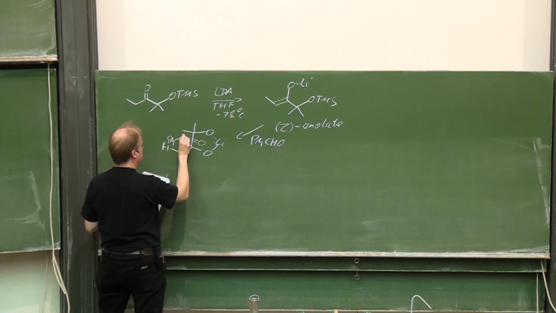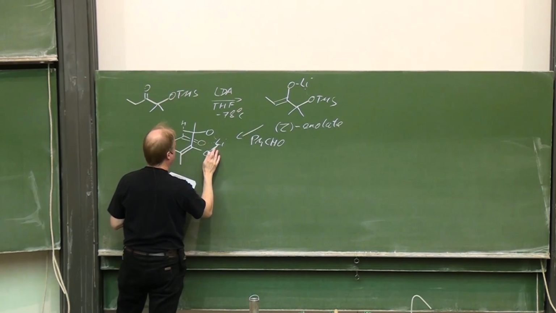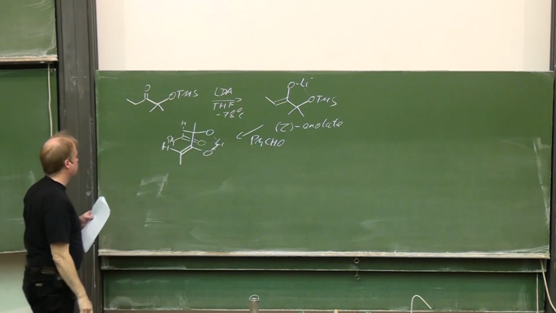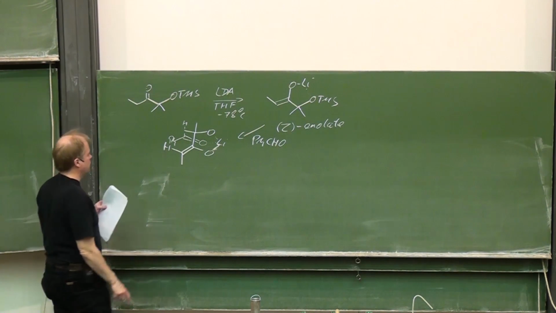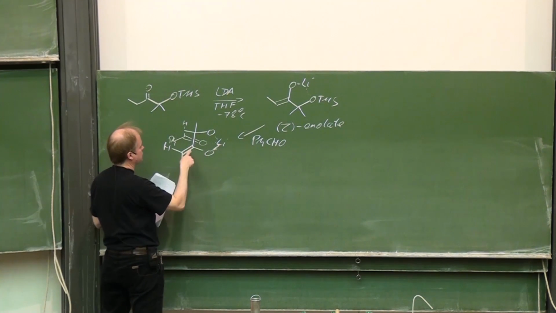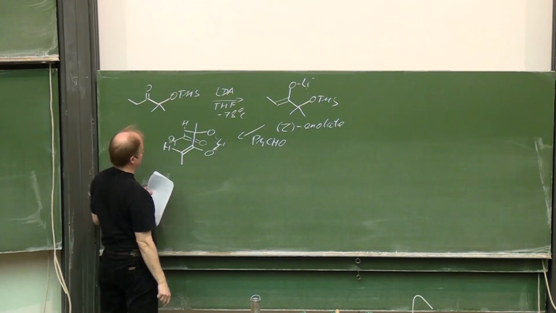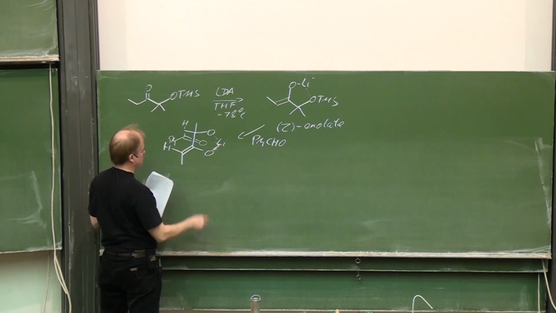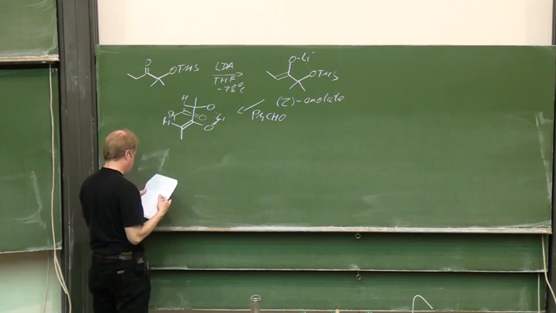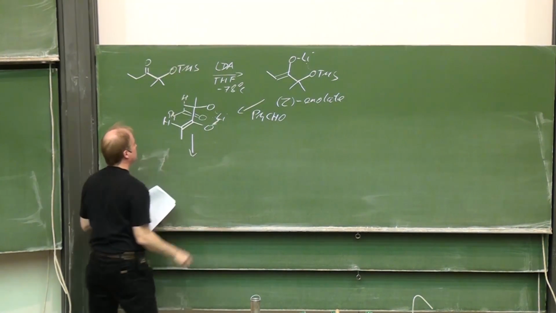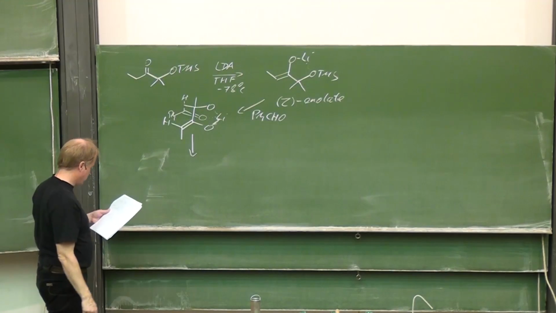So phenyl group here. Looks a bit crowded with that large group in axial position, but it's only that hydrogen in the 1,3 diaxial position. And the lithium is very well coordinated. So a chelate effect goes through that Zimmerman-Traxler transition state.